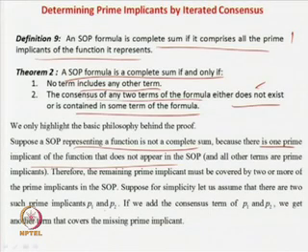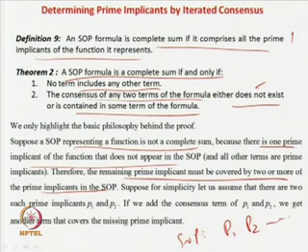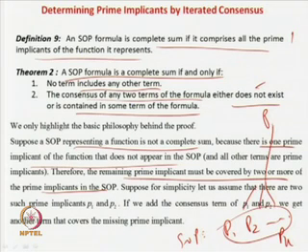Therefore the remaining prime implicant must be covered by other prime implicants of the SOP. Say the SOP is represented in terms of P1, P2, dot dot dot, Pk. Let us assume that one prime implicant, say P, is missing. If it is missing, then obviously some two or three or four prime implicants can have consensus to generate the prime implicant P, because this SOP is represented by the prime implicants excepting one. We are taking this assumption.